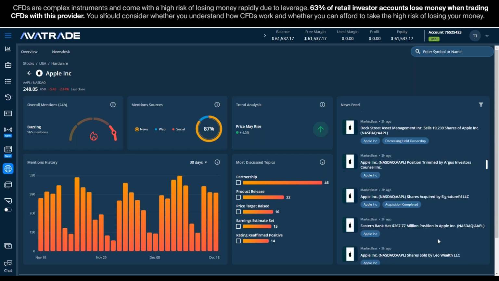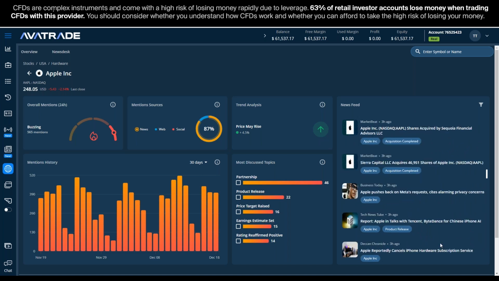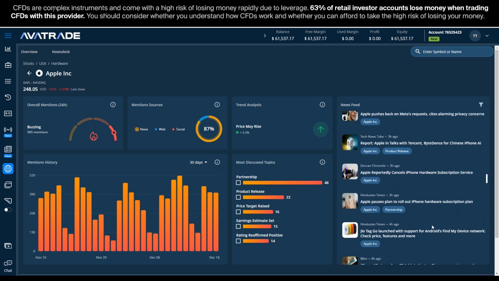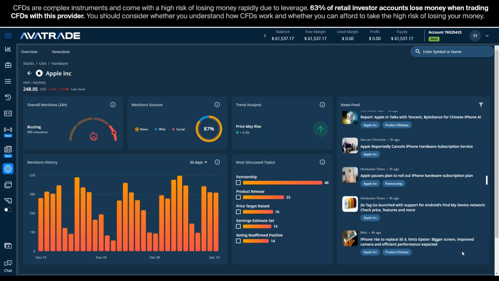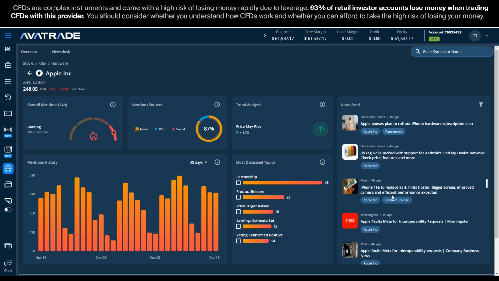And it's worth scrolling down to look for other headlines. You could see some other information that maybe you weren't aware of as well. And I know I saw something down here about the market in India as well. Here's some information about a bigger screen, improved camera, efficient performance expected. That sounds like good news again for the iPhone. And that news came out just 4 hours ago.